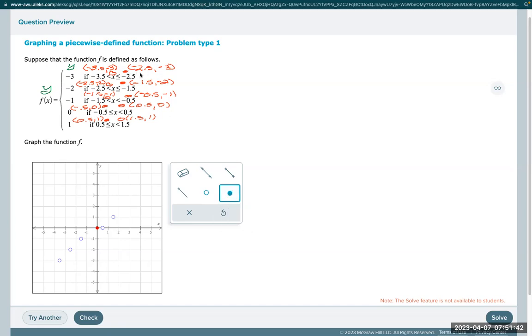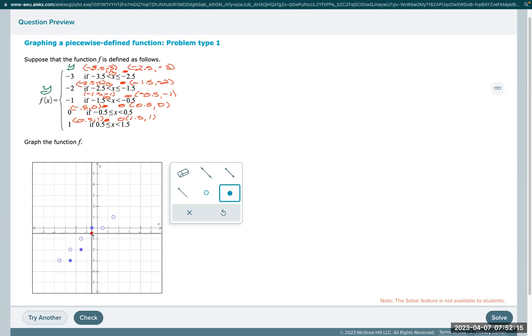So the first one is negative 2.5, negative 3. So it's there. Remember, this is still a function because the open circle doesn't count as a point, so I don't really have two points right above each other. And then my next one is negative 1.5, negative 2. The closed circle is at negative 0.5.